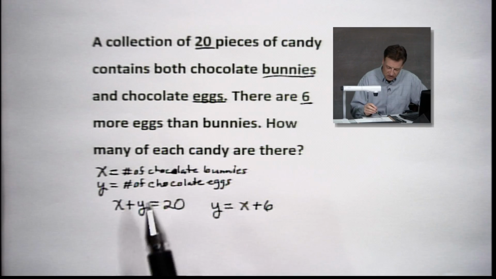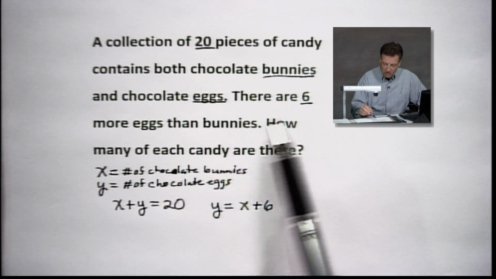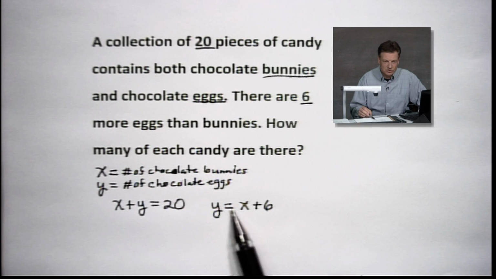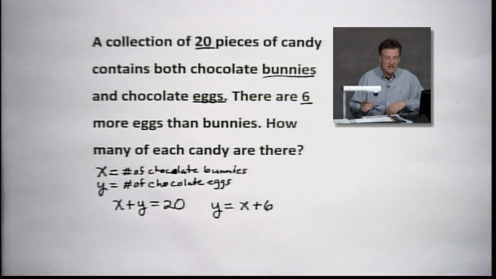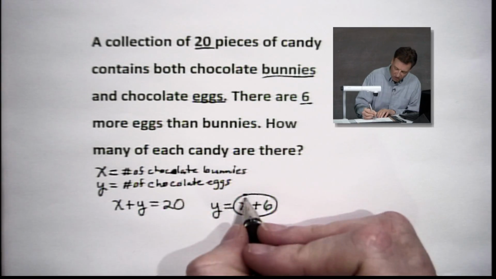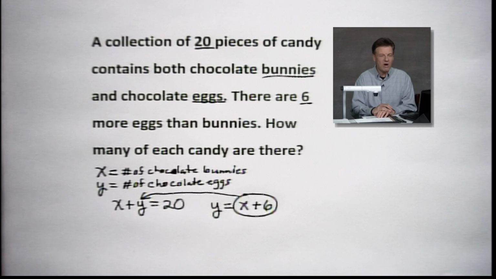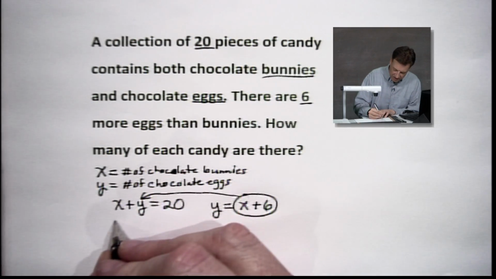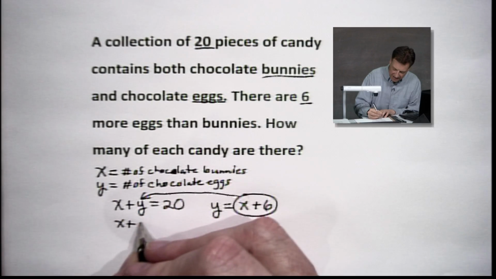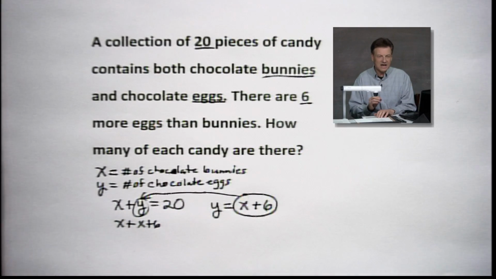As we look at this one more time, here's where we got our equations. x plus y equals 20, that's bunnies and eggs. And over here we've got 6 more eggs, so the eggs is equal to 6 plus our bunnies. This is just saying use substitution. We're going to box it because the y is already by itself, and we're going to send this x plus 6 right over there into the y position. Say goodbye y, put an x plus 6 in there.